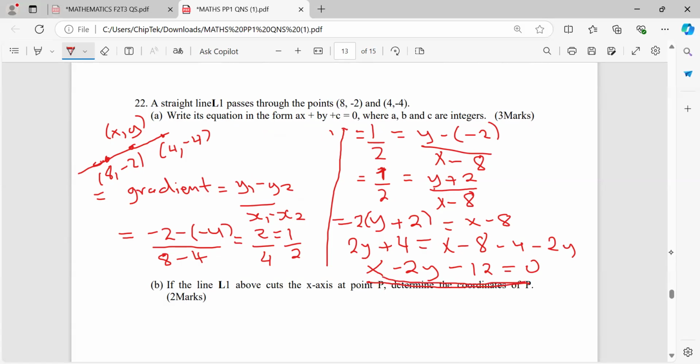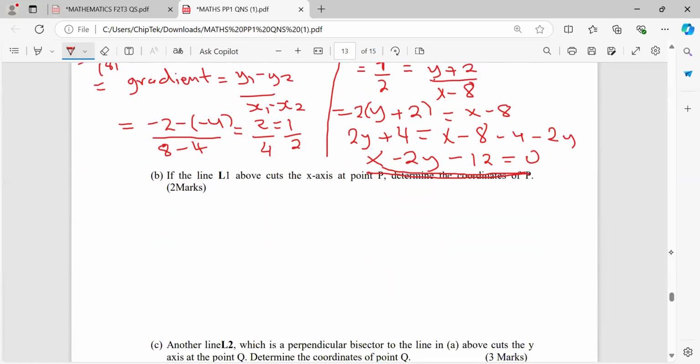So ukienda kwa swali lingine, umeambiwa the line L1 above cuts the x-axis at point P, determine the coordinates of P. So imagine una hii Cartesian plane. Sawa, ndio Cartesian plane yetu. Una line imecut x-axis, hii point ndio point P. Sasa kupata hii point, the line ile ile L1, L1 tunajua equation yake ni x minus 2y minus 12 equal to 0. Hiyo ndo L1 yetu. Sawa.